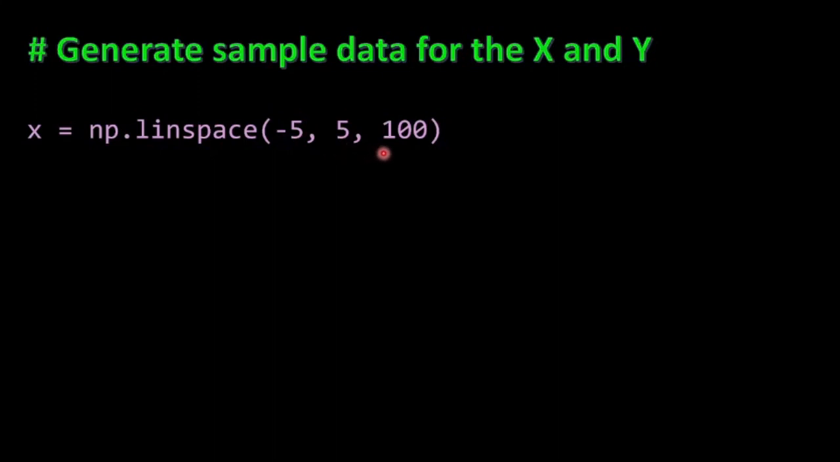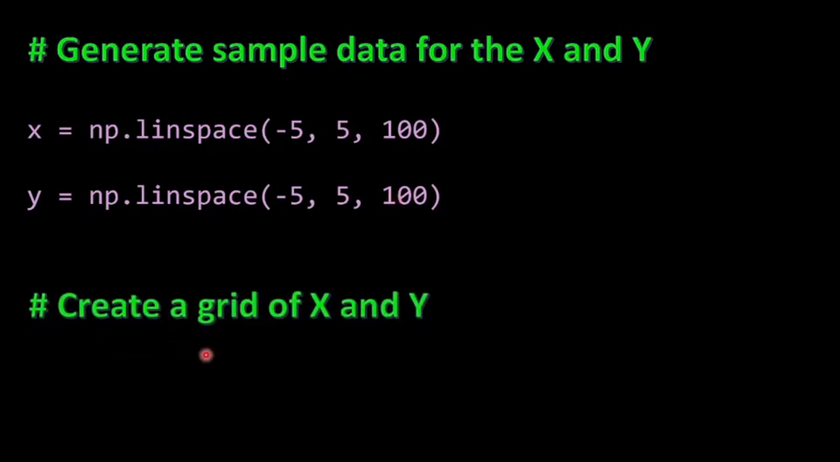Now let us generate some sample data for the x-axis and y-axis. For this the x-axis is np.linspace, where np is the numpy that we have just imported. linspace(-5, 5, 100) means that in the range from -5 to 5 there should be 100 equally spaced points. So this is the x-axis, and the y-axis is also the same. We will take it from -5 to +5 with 100 equally spaced points. This represents the range of values for the x and y axis.